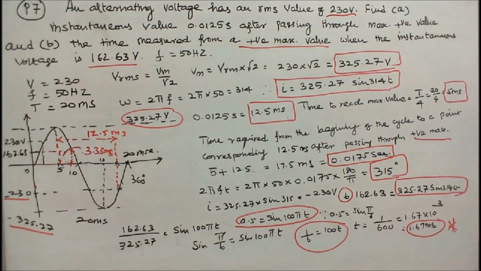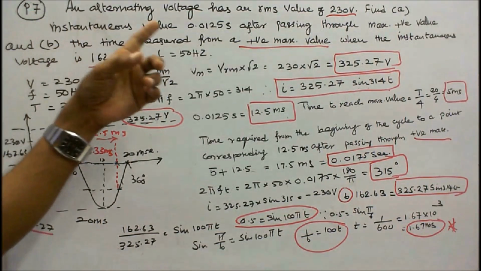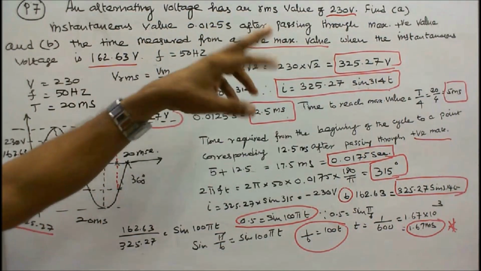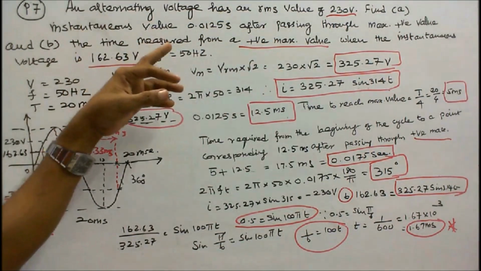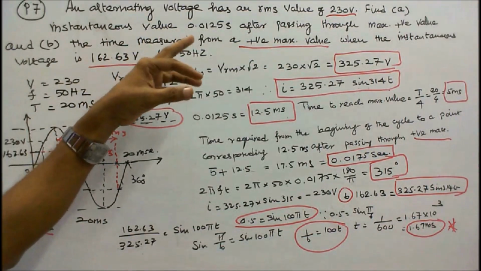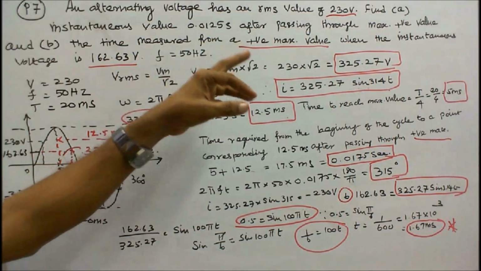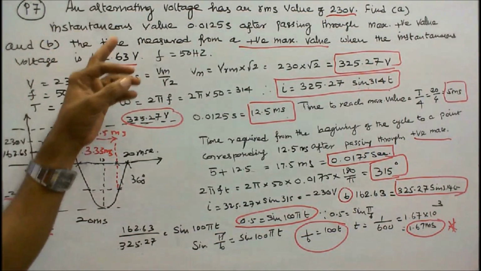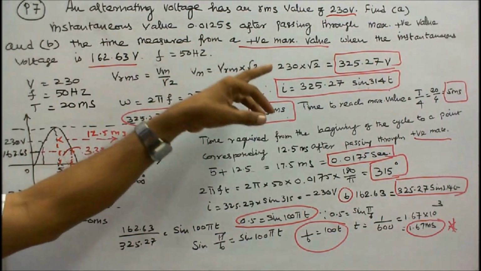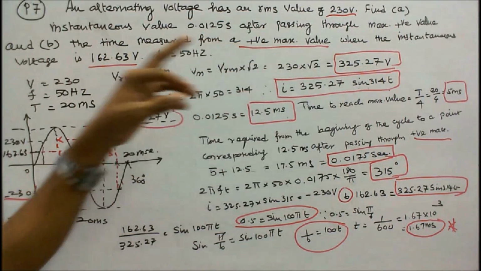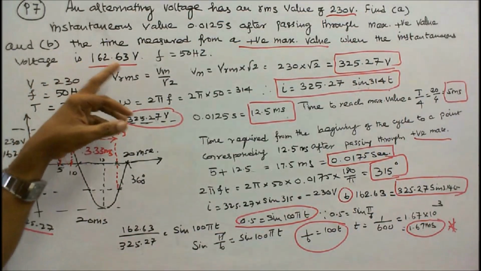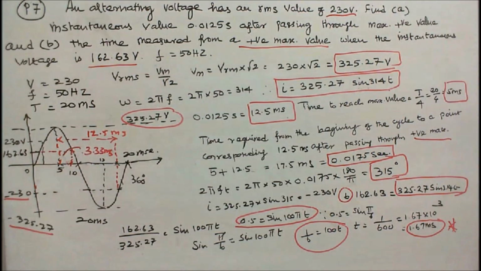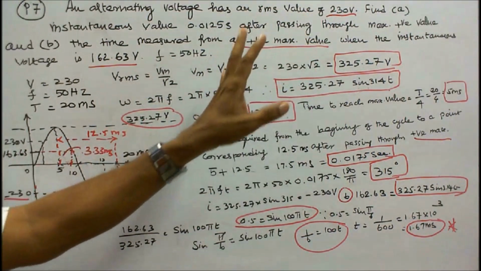Problem number 7. An alternating voltage has an RMS value of 230 volts. Find A, the instantaneous value 0.0125 seconds after passing through the maximum positive value, and B, the time measured from a positive maximum value when the instantaneous voltage is 162.63 volts. Frequency is equal to 50 Hz. That's the question. Here the 230 volts is an RMS voltage.